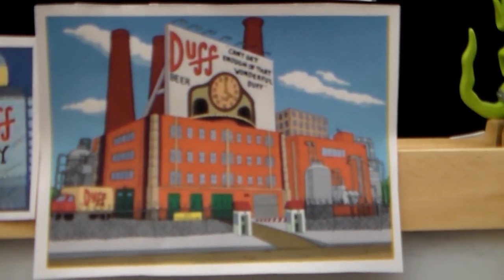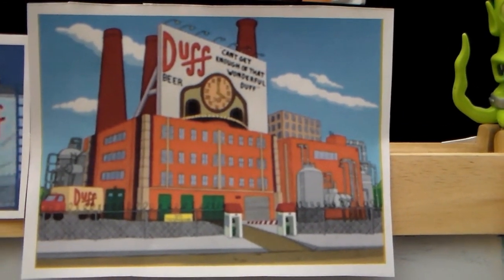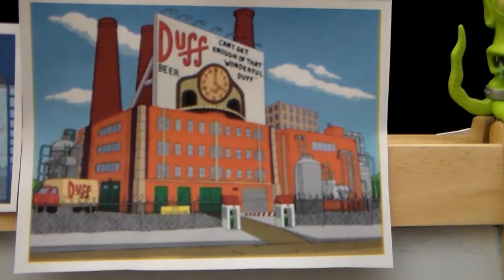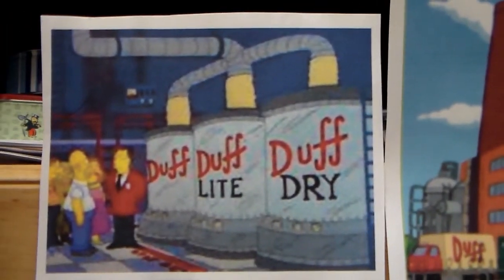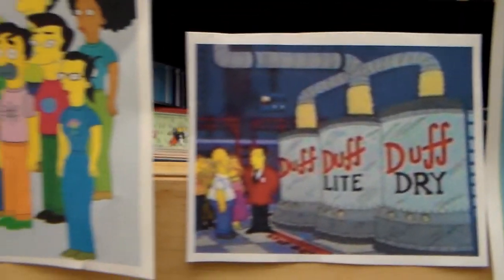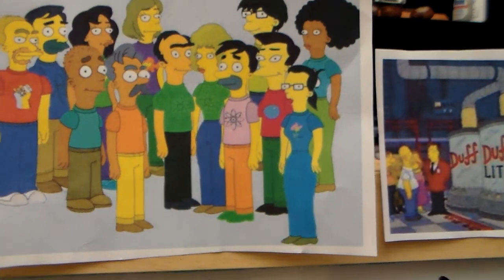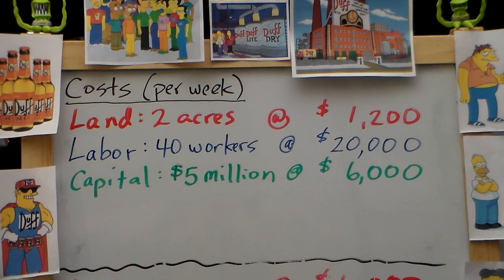In order to produce beer, the Duff Company needs resources, and resources include land. Here's the land the Duff Brewery is built on. Resources include capital. Capital is the equipment, like these big tanks that are used to produce the beer. And the company also needs labor. Here are some of the workers at the Duff factory. So here's a list of the resources used by the Duff Company.